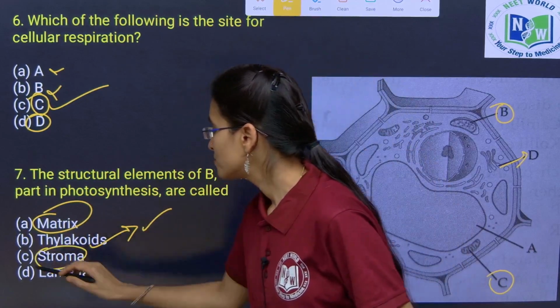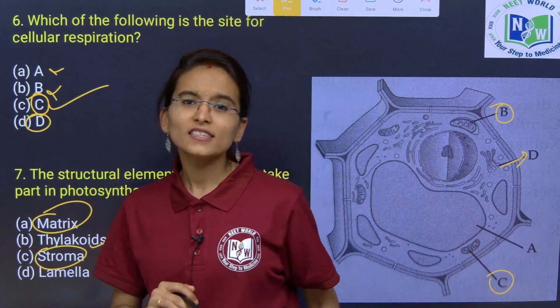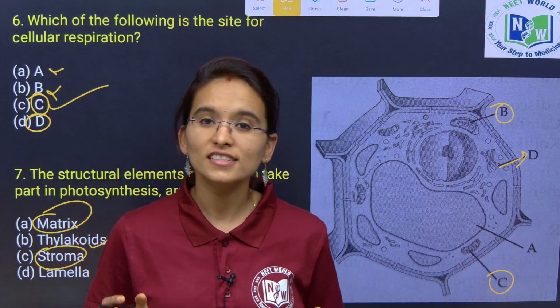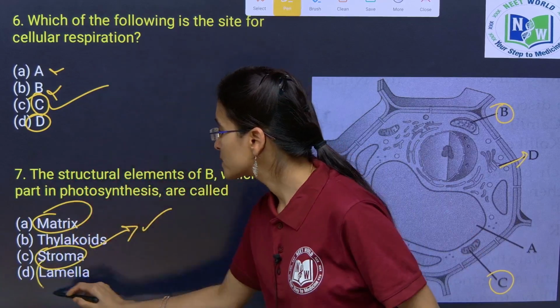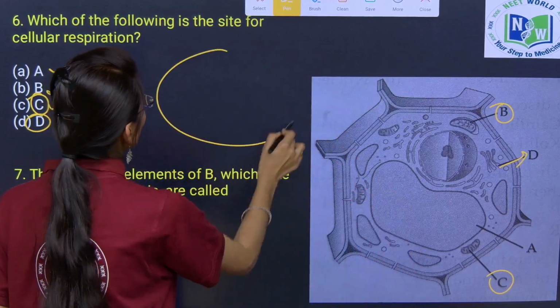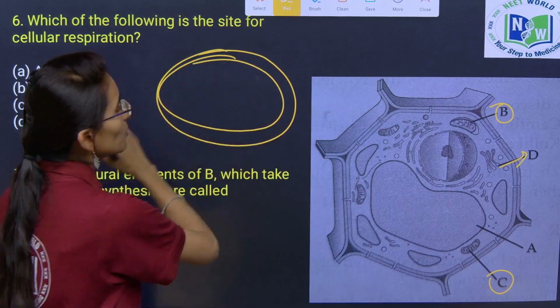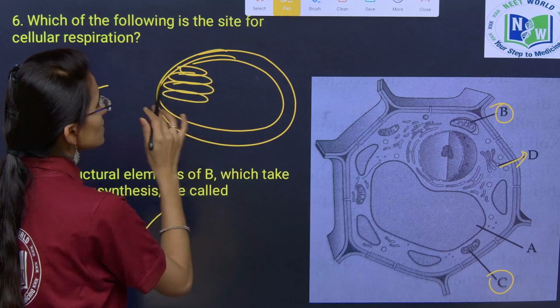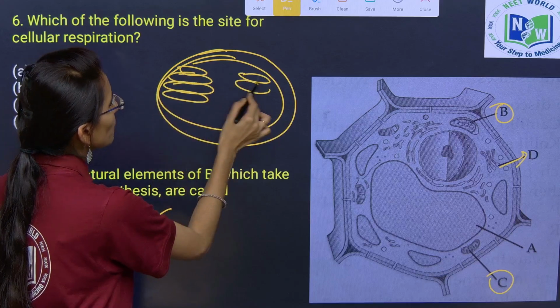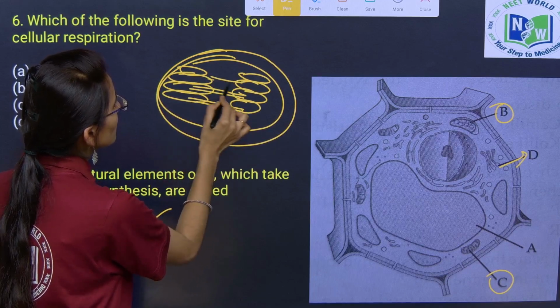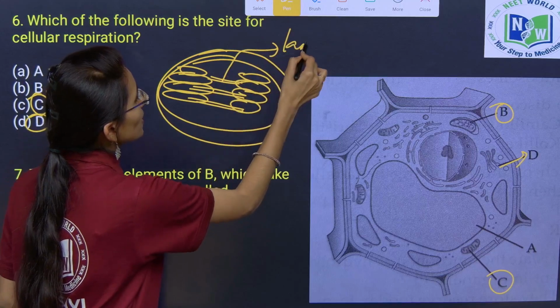Whereas stroma, what is stroma? Inside the chloroplast we have a fluid filled substance that is called the stroma. And the next option D is lamellae. What is lamellae? See here, if you see the structure of the chloroplast, it is a double membrane bound cell organelle which is going to contain the thylakoids which are stacked one upon another. And these are going to be connected to one another with the help of lamellae.